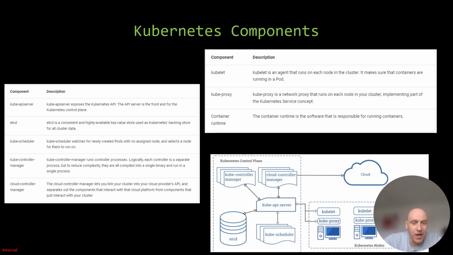Kube scheduler watches for newly created pods with no assigned node and selects a node for them to run on. So the scheduler is the one that does the work and schedules the pods where they should be running. We'll cover how we can limit where the pods can run, and how we can make sure pods run in a specific place if you want to do that. Kube controller manager runs controller processes. Logically, each controller is a separate process, but to reduce the complexity, they are all compiled into a single binary and run in a single process.